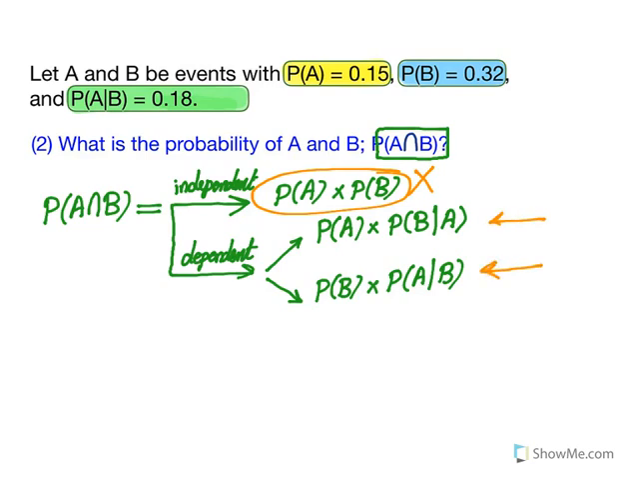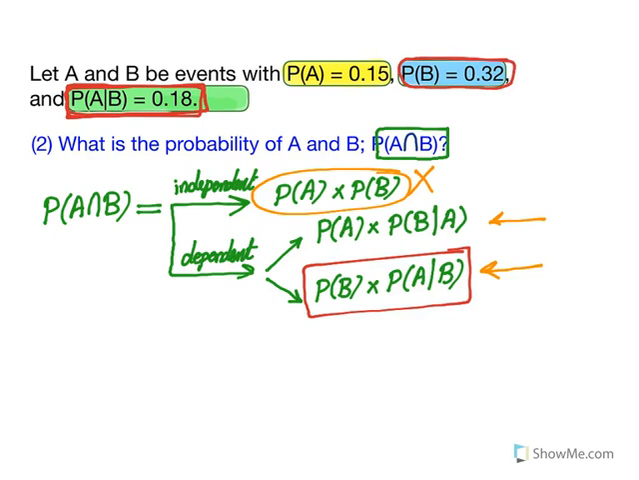But we just look at what is given. Which one is the one that we can use? We can use actually this one here, because probability of A given B is given to you. You have it. And probability of B, of course, is given. So these two are given.